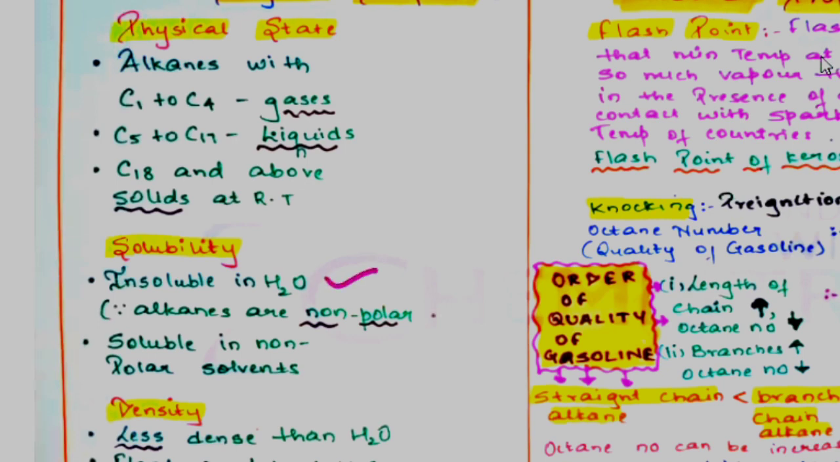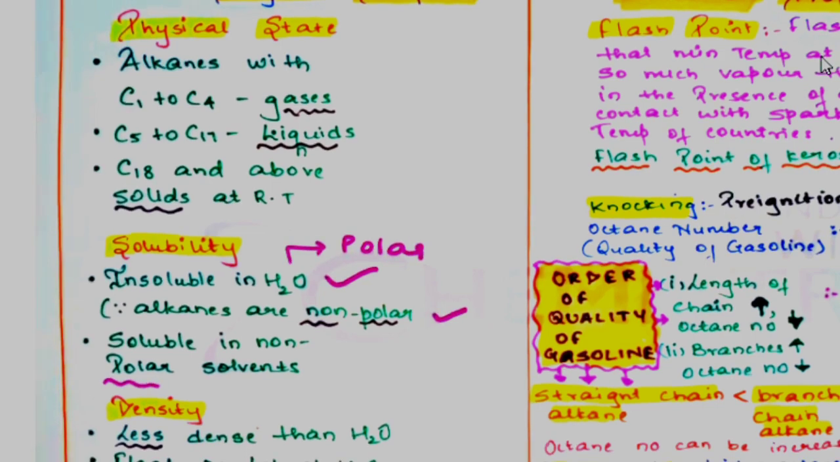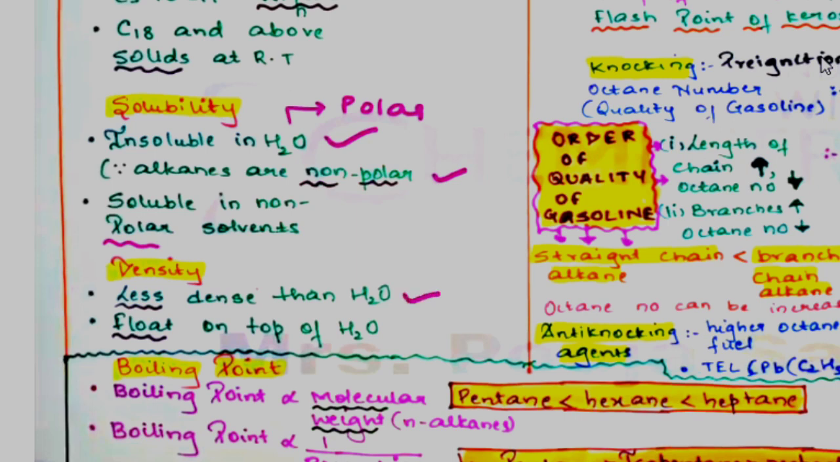Now, based on solubility, they are insoluble in water, since alkanes are non-polar, and as we know, like dissolves like. Since alkanes are non-polar, they are insoluble in water, because water is polar. Rather, alkanes are soluble in non-polar solvents. The next one is density. They are less dense than water, and because of that, they float on top of water.